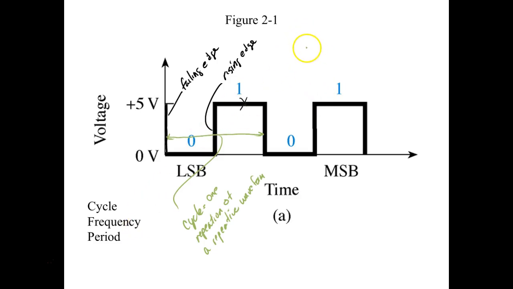The frequency is the rate of the cycles, in cycles per second. We ain't got to the period yet. This would be frequency. By the way, cycles per second, we could abbreviate that CPS, but we usually don't do that.